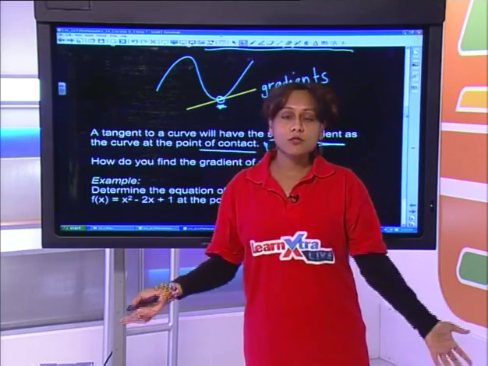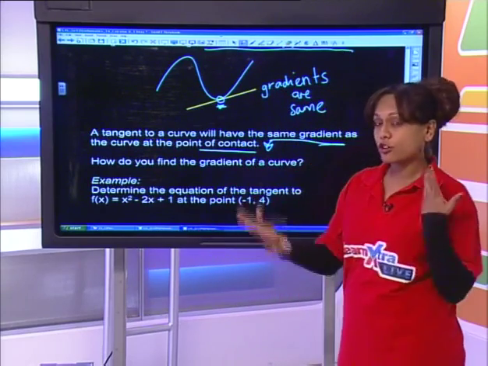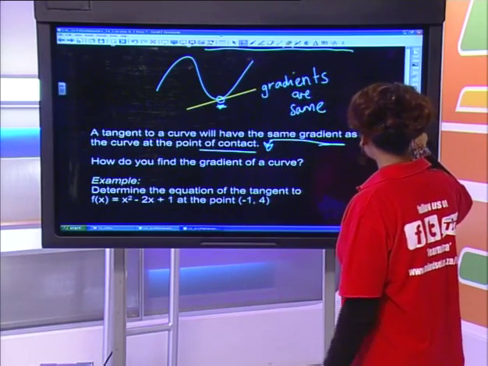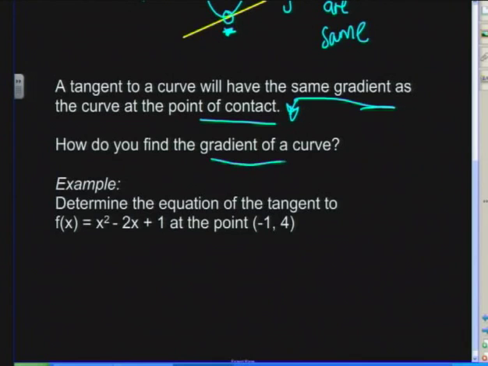Okay, the best way to do any of this is by looking at an example to show you what we mean. Okay, how do we find the gradient of a curve? Hopefully you're all shouting at your screens and hopefully you all know the answer. You find the gradient of a curve by deriving. Okay, remember we learned how to derive last week.